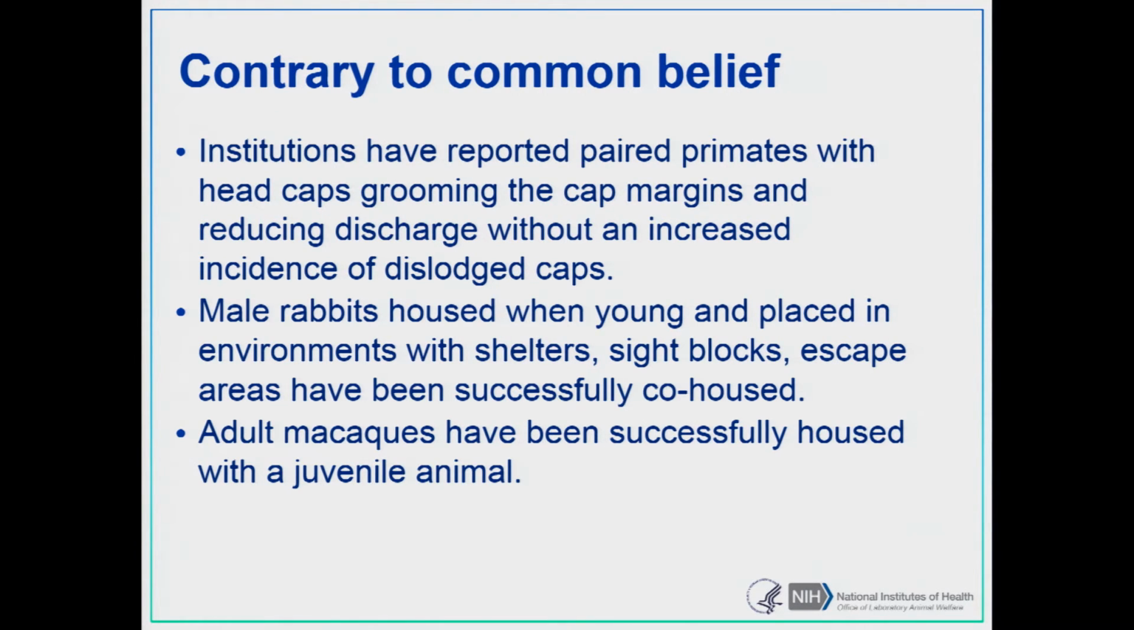Contrary to common belief, these are some of the things that we also have heard about where institutions have shown us their success stories, where they have paired primates with head caps and the actual grooming between the animals actually improves the health of the head caps, without an incidence of dislodged caps. Male rabbits that have been successfully housed as young animals, and then when placed in the proper environment with shelters and site blocks, escape areas, have been successfully co-housed. And as we've heard a lot today, adult macaques that have been successfully housed with either juvenile animals or with finding compatible partners.